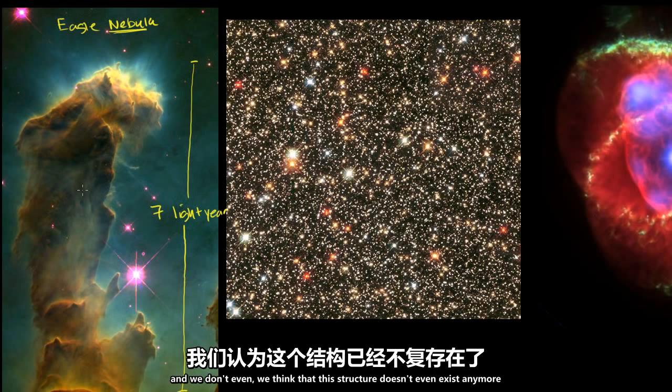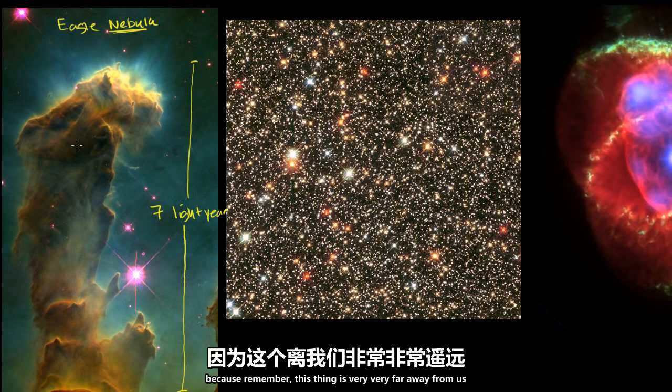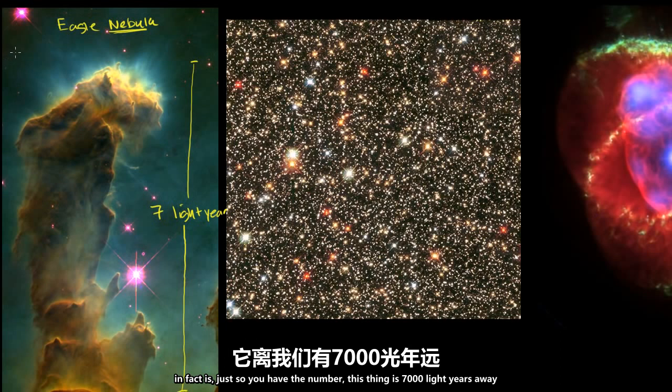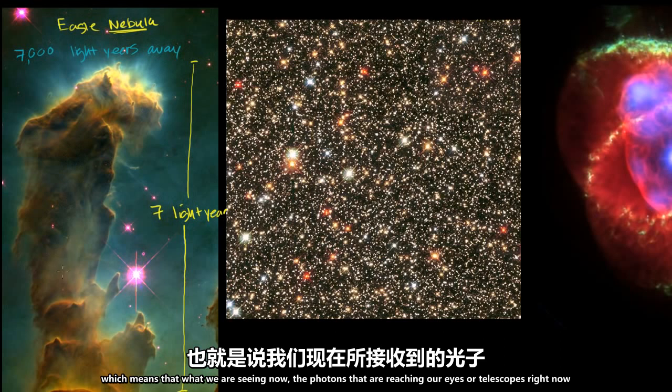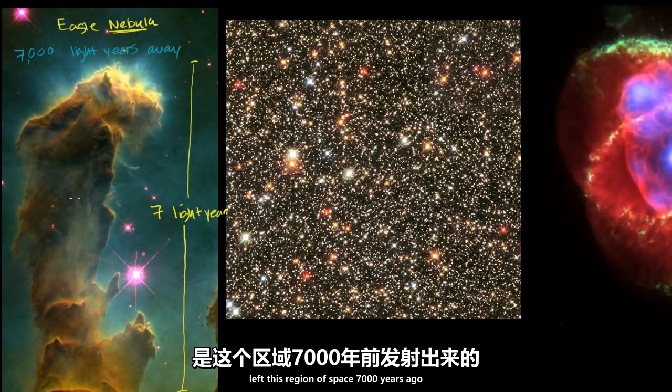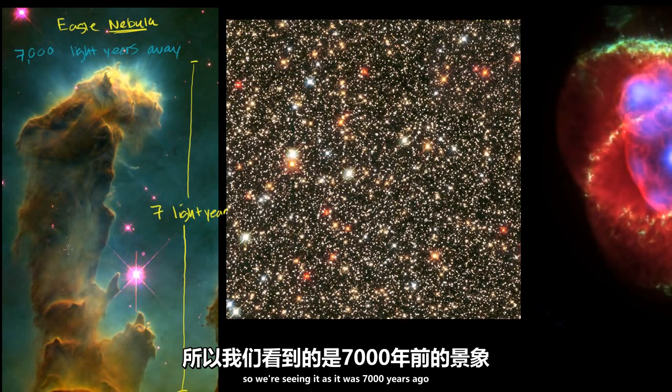And we actually think that this structure doesn't even exist anymore, because remember, this thing is very, very far away from us. In fact, just so you have the number, it is 7,000 light years away, which means that the photons that are reaching our eyes or our telescopes right now left this region of space 7,000 years ago. So we're seeing it as it was 7,000 years ago.